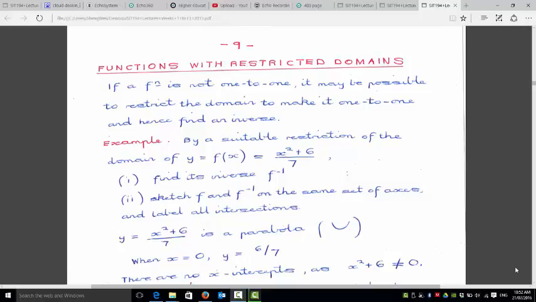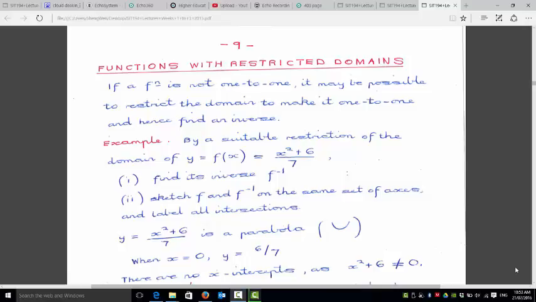We just try to find the suitable restrictions of the function (x squared + 6)/7, and we try to find the inverse, and we then sketch the function and the inverse function on the same set of axes. We will label all intersections.